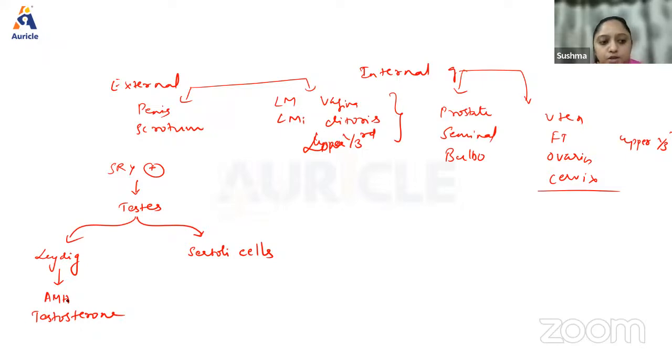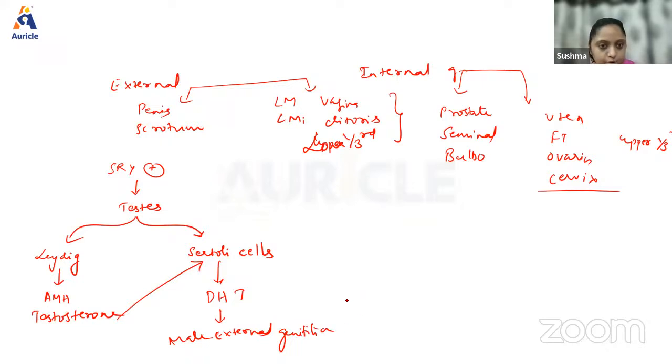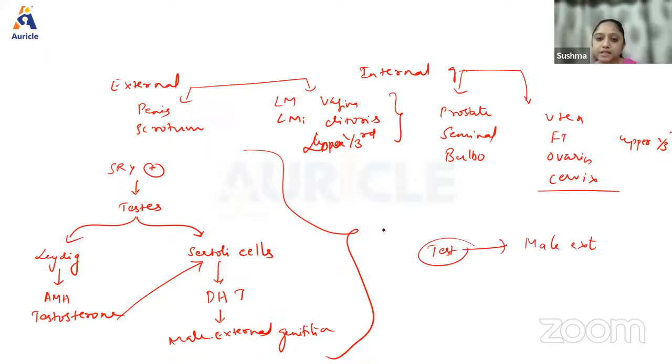Now, AMH that is produced regresses the Mullerian ducts. As I told you, the embryo is bipotential, it can become a male or a female. The cell secretes AMH, and the AMH makes sure that the female Mullerian duct is not produced. Whereas testosterone stimulates the Sertoli cells to produce and convert testosterone into dihydrotestosterone, which eventually results in the formation of male external genitalia. So this is how the male external genitalia development takes place. If testosterone is present, it results in the formation of male external genitalia. This is the concept.